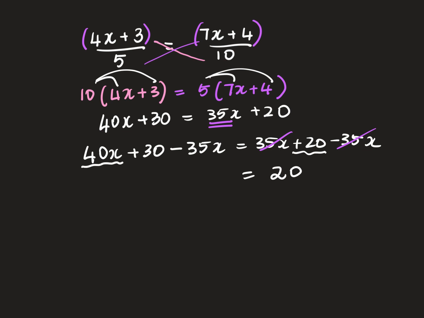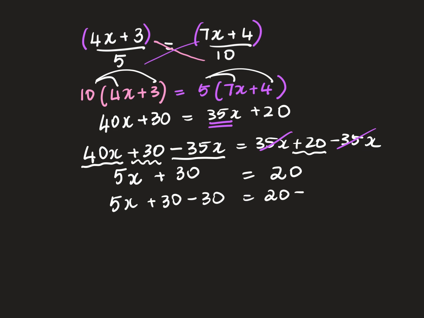What do I have over here? I've got 40x minus 35x. 40 of them minus 35 of them leaves 5 of them. And I've still got this plus 30. What do I do next? 5x plus 30 minus 30 equals 20 minus 30. 5x is equal to 20 minus 30, that's negative 10. Divided by 5, divided by 5. Just put it in your calculator if you need to. Negative 10 divided by 5 gives me negative 2.